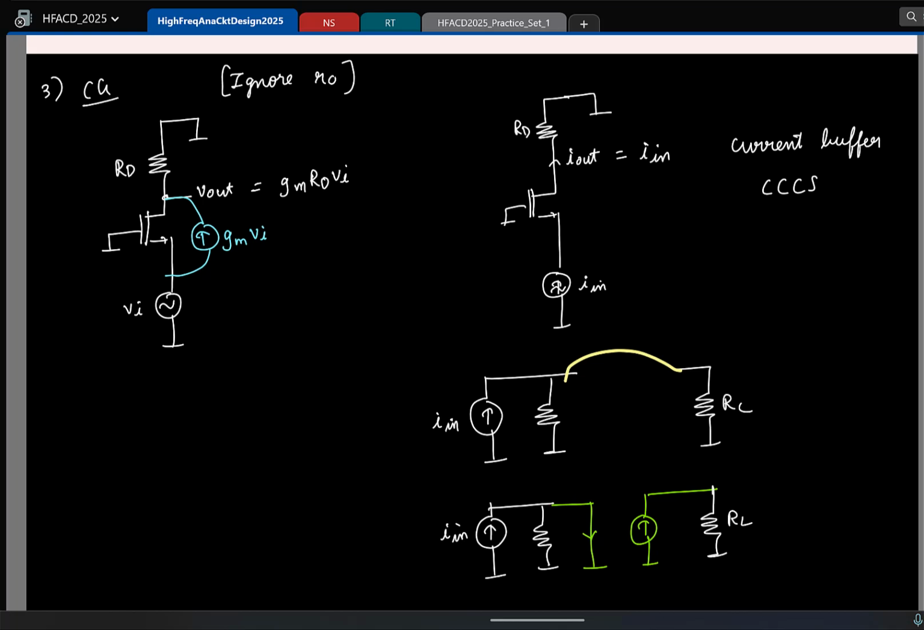And we can quickly verify what is the input resistance here. Yeah, 1 by gm, we already knew it. Again, it is 1 by gm because I have ignored R0. Otherwise with RD we cannot exactly say, depends.